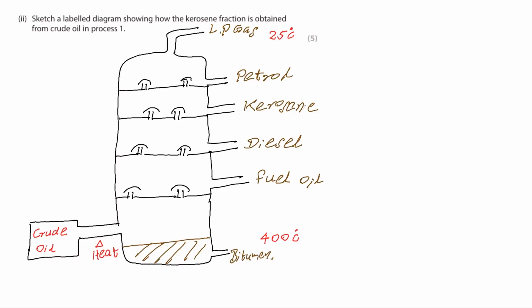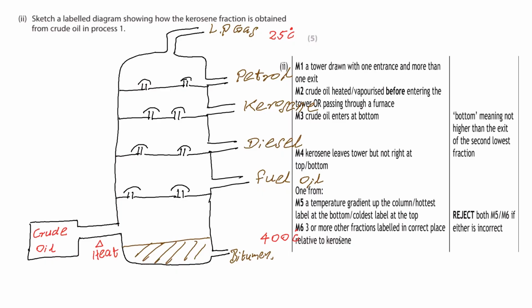Sketch a labelled diagram showing how the kerosene fraction is obtained from crude oil in the process. Okay, we just draw the tower and we mention that one. How many marks? It's 5 marks. Right, let's see the marking scheme. I think we are good.